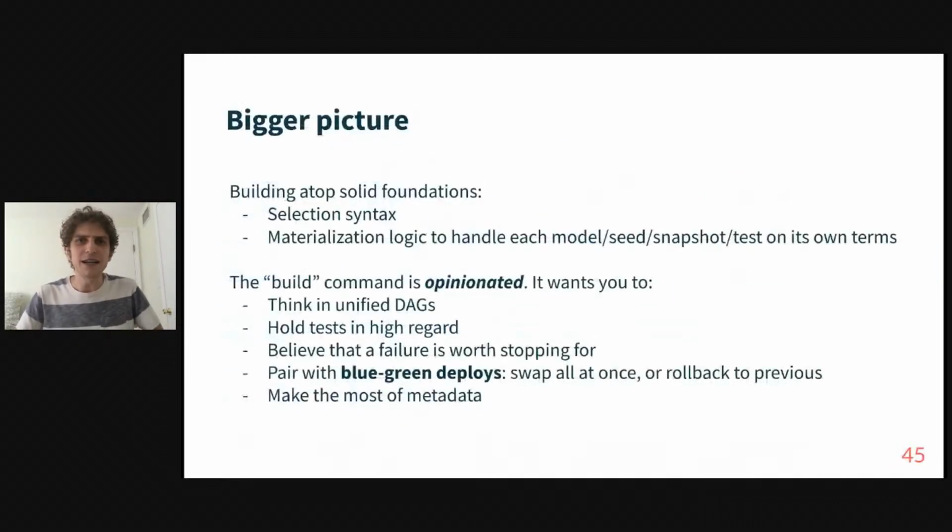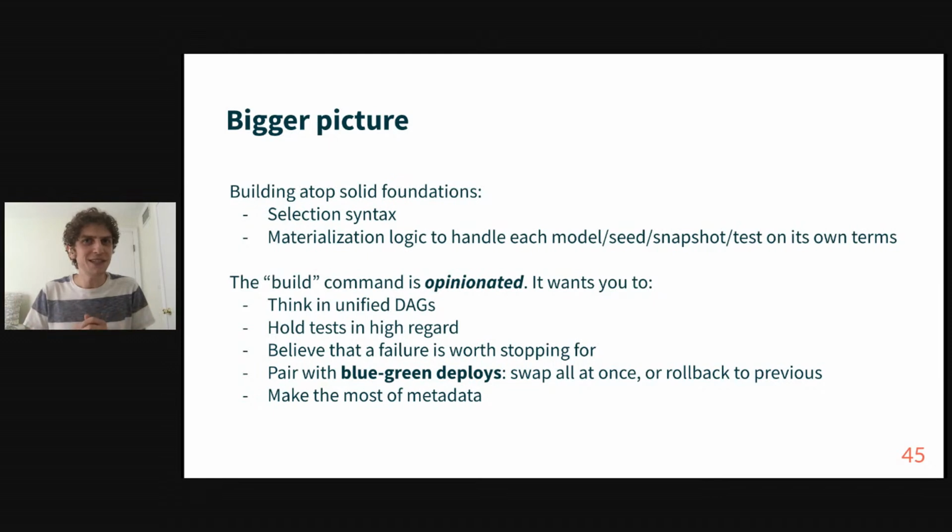The bigger picture here is that we're building atop the same solid foundations as always. Selection syntax, materialization logic that handles each one of these nodes independently. So your snapshot is going to work out, your model is going to work out, your tests are going to work out. But we want you to move up an abstraction. And the build command in this way is opinionated. It wants you to be thinking in terms of unified DAGs, holding tests in really high regard. They should be passing, maybe warning, because a failure is worth stopping for, worth interrupting everything downstream.